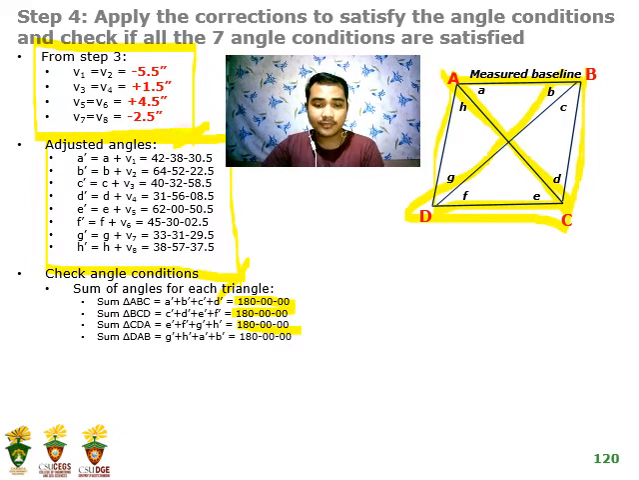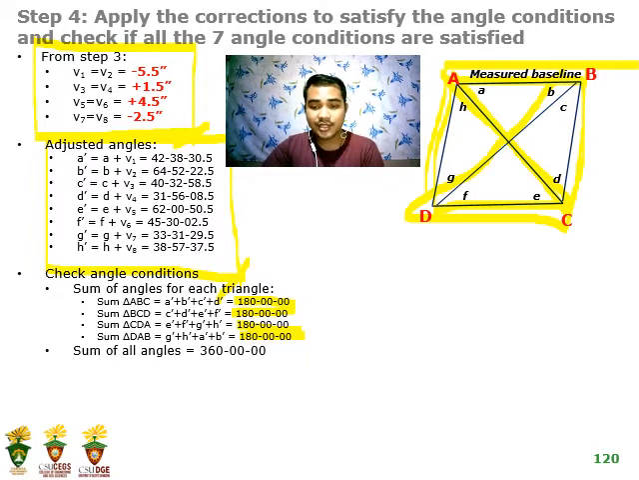And we have also triangle DAB. Triangle DAB. So the angles within that triangle are G, H, A, B. So when we add them, it is also equal to 180 degrees. Therefore, it satisfies our first condition.